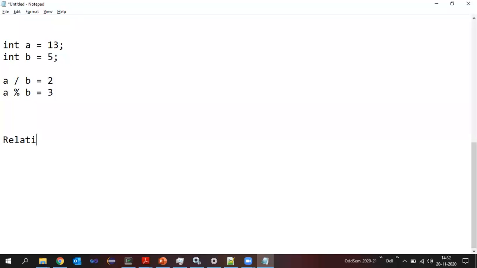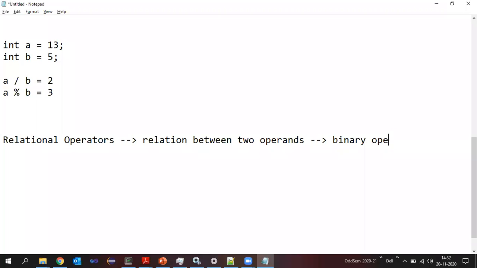Relational operators. Very, very important. As you notice here, the name of the operator is relational. It means it is trying to find out a certain relation between two operands. So two operands means this is also a type of binary operator.